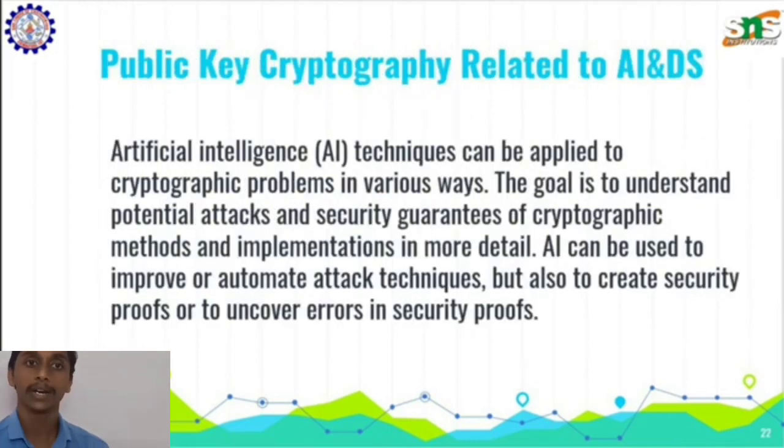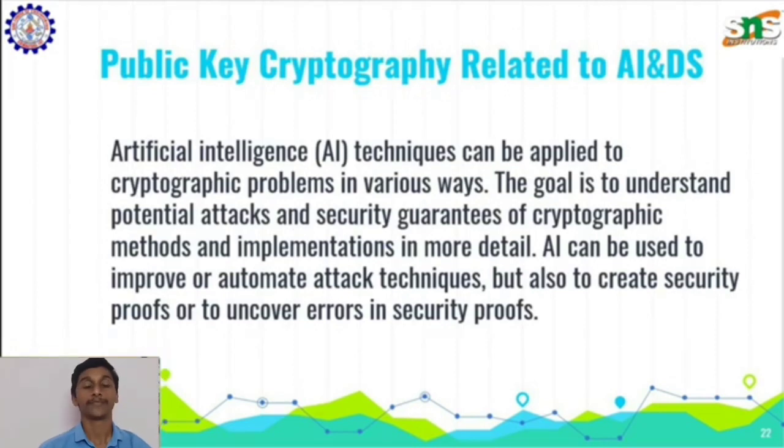Public key cryptography related to AI and DS. Artificial intelligence techniques can be applied to cryptographic problems in various ways. The goal is to understand potential attacks and security guarantees of cryptographic methods and implementations. In more detail, AI can be used to improve or automate attack techniques, but also to create security proofs or to uncover errors in security proofs.